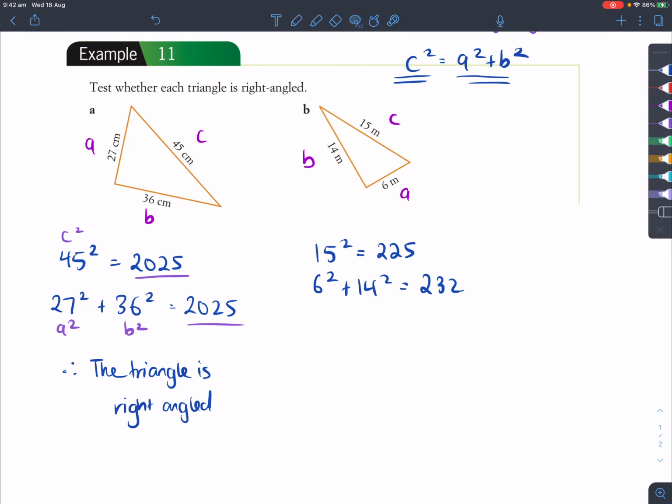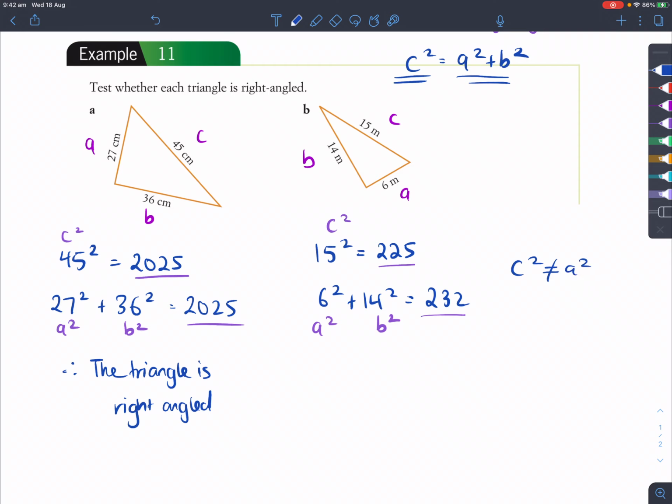So let's now have a look at what these are again. This is our c squared, whereas this one was our a squared plus b squared. Well, the two results that it gave us are not identical. So that means that c squared is not equal to a squared plus b squared. And what that tells us is the triangle is not right-angled.